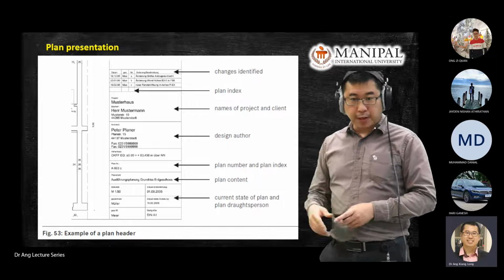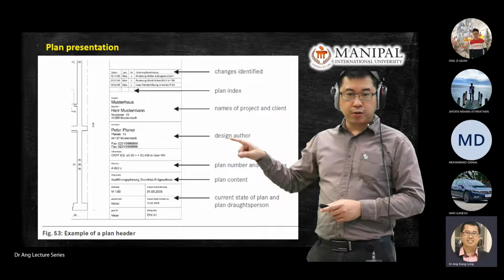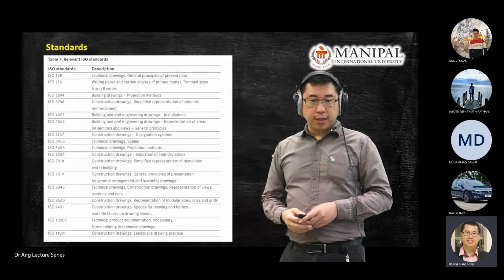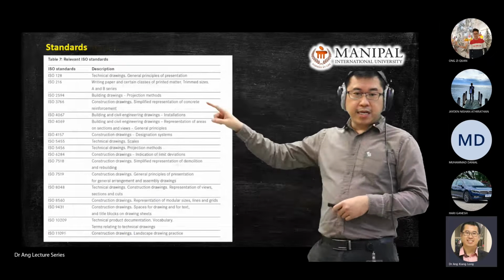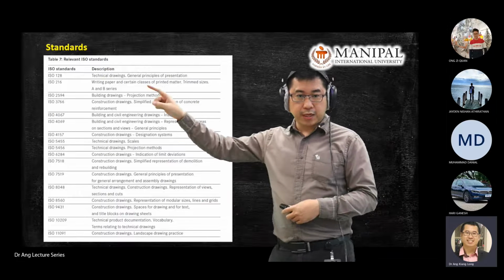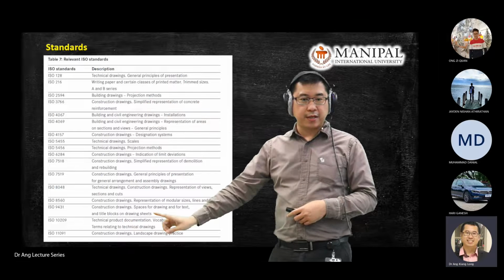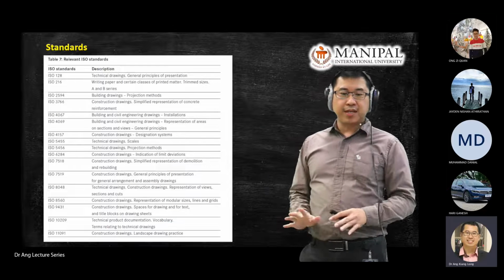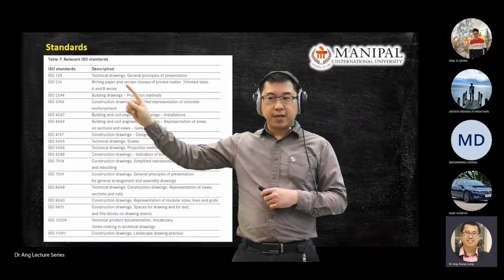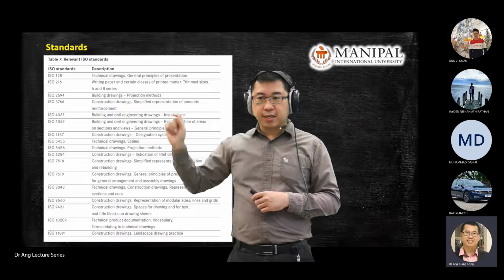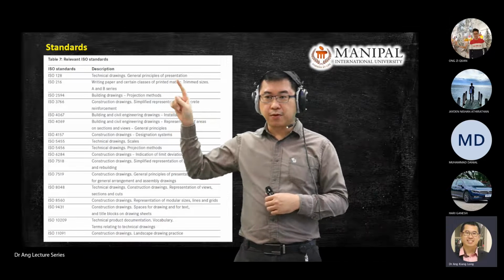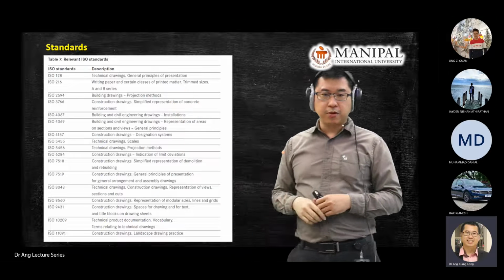Okay. But anyway, I will still remind you later on what is important. Okay, and there are lots of standards. We are all engineers, so we need to follow standards. When you do something, there will be a standard behind it. For example, the first one, ISO 128. ISO 128 deals with technical drawing and general principles of presentation: how you present a good technical drawing.